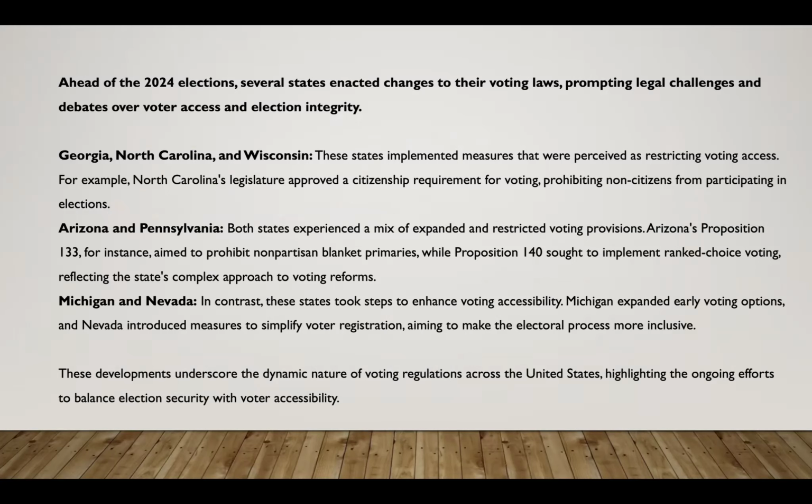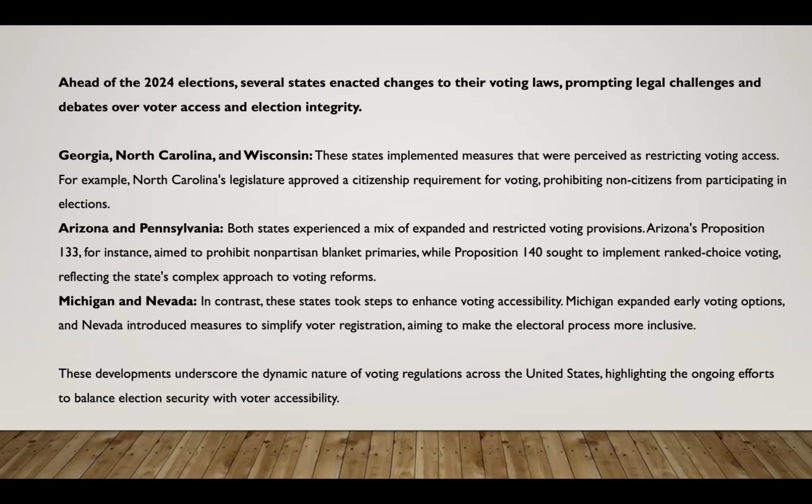Ahead of the 2024 elections, several states enacted changes to their voting laws, prompting legal challenges and debates over voter access and election integrity. Georgia, North Carolina, and Wisconsin. These states implemented measures that were perceived as restricting voting access. For example, North Carolina's legislature approved a citizenship requirement for voting, prohibiting non-citizens from participating in elections.